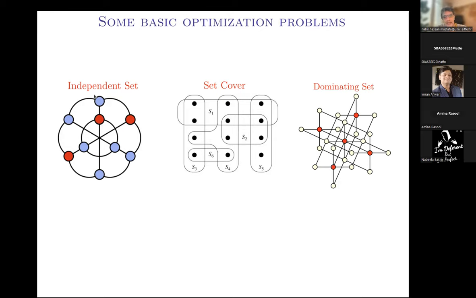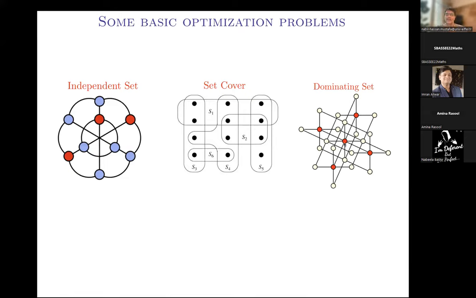So in independent set, we are maximizing; in set cover we are minimizing, and in dominating set we are also minimizing. I want to pick the smallest set of vertices so that every other vertex is connected to one of them. So unless I messed up, what you see in red is a dominating set. Well, I guess I did mess up, right? Because this vertex here, no, this is fine. It's connected to this red one.